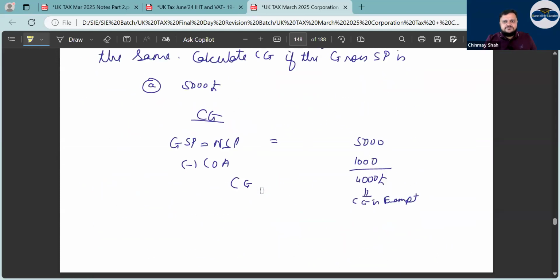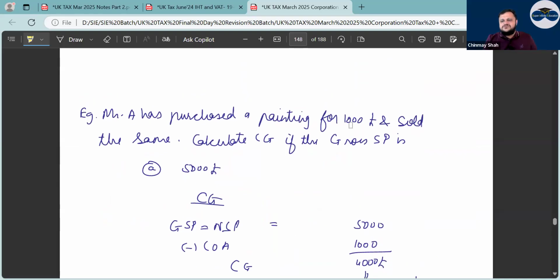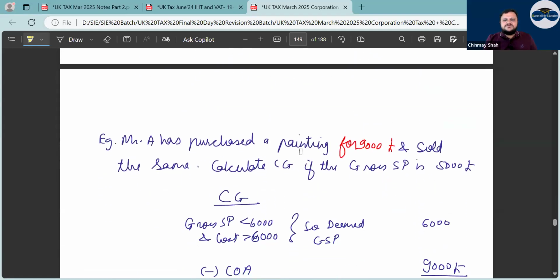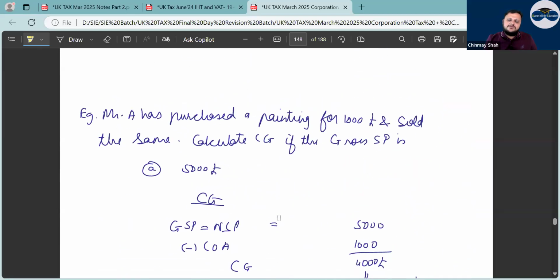Here I have a question. Everything has a question here. You bought it for 1,000, sold it for 5,000. Both less than 6,000. No tension. Then if Mr. A has purchased a painting for 9,000 and sold the same for 5,000, so 5,000 will not be considered as the GSP. So deemed GSP will be how much? 6,000. No questions asked.